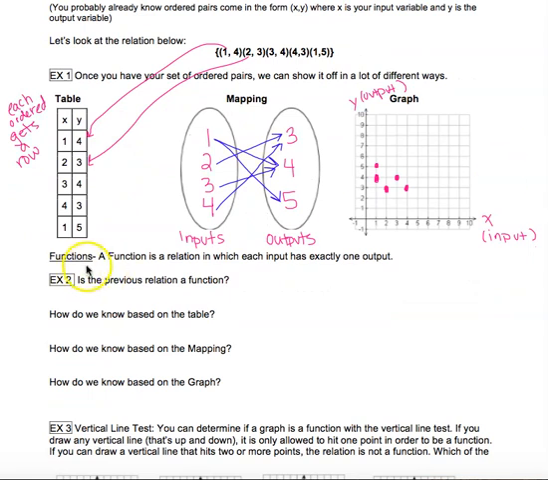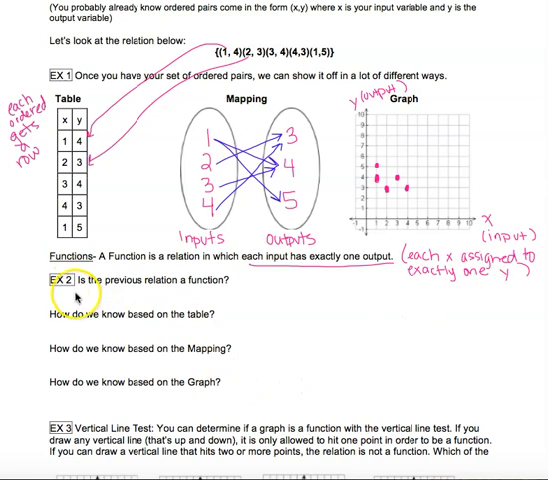Now, a function. This is our second important definition. A function is a relation, but it's a specific type of relation in which each input has exactly one output, meaning that every input that you have, each X is assigned to exactly one Y. So each X assigned to exactly one Y.